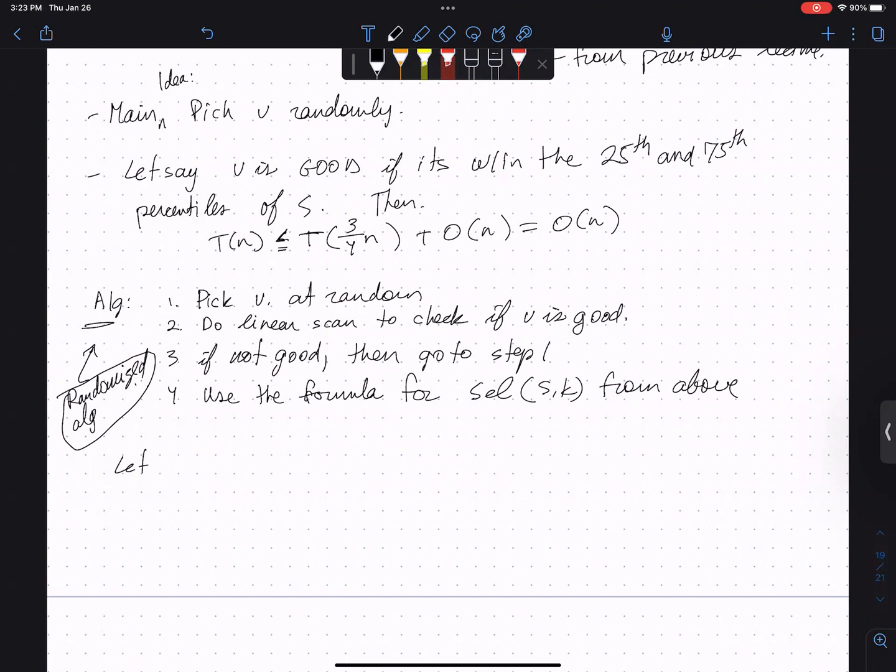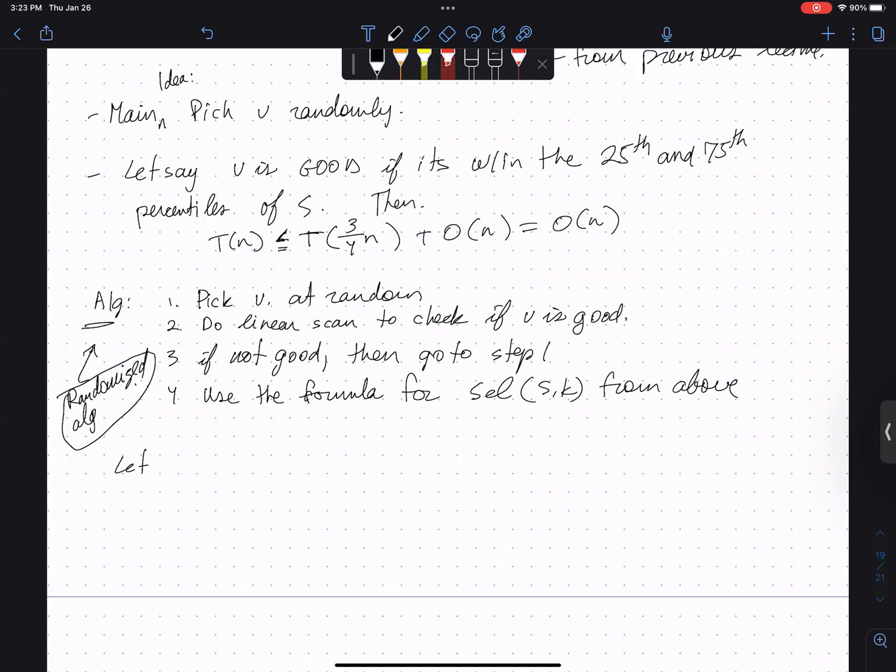Well, so the question is, if we're already going to do a scan and check if V is good, why don't we also find a good V while scanning? There's no way to do that. You can't guarantee it. You're only counting how many are smaller than V and how many are bigger than V.